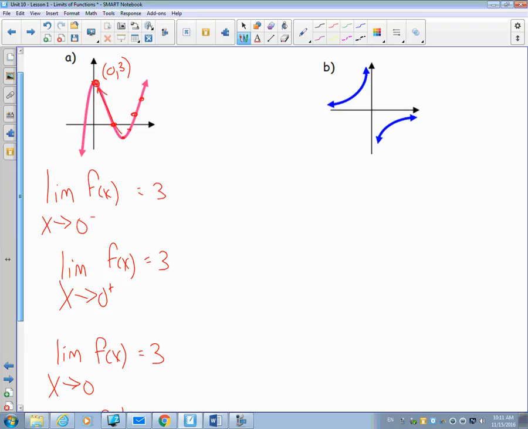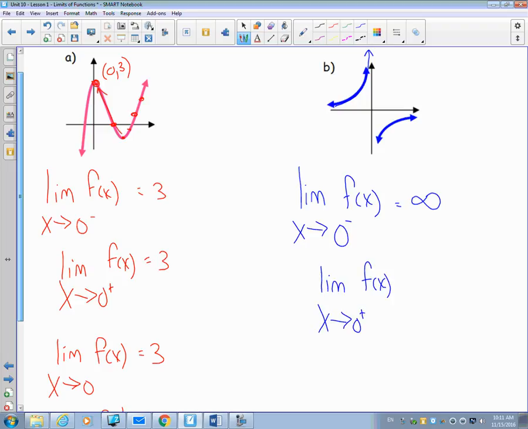If we look at the second one, and I think about, well, it looks discontinuous, how can I use limits to prove that? So let's look at the number 0. If I approach it from the left, what happens to my function value? Well, it seems to be going up and up and up. In fact, it's approaching infinity. The closer I get to 0, the higher that line goes. If I approach 0 from the right-hand side, my graph goes down and down and down, it approaches negative infinity.